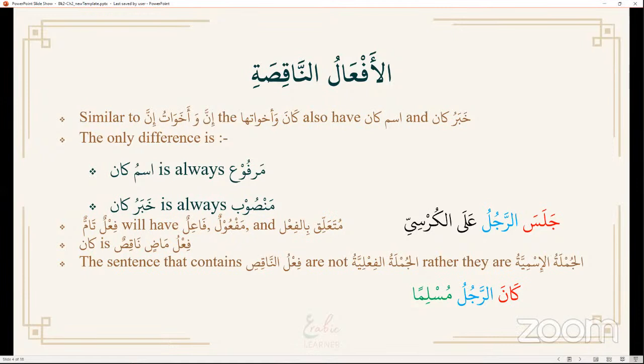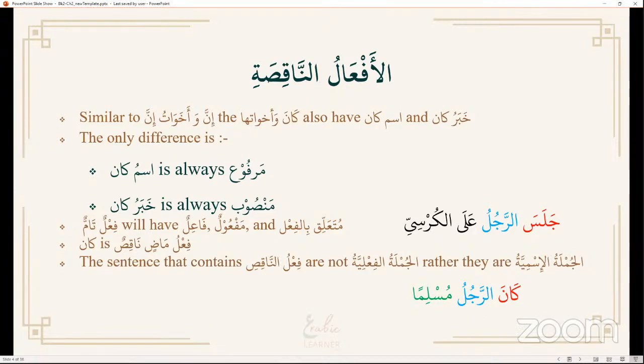In naqis sentences are always jumla ismiya. Okay, they are jumla ismiya. And the fi'lu naqis is part of mubtada. It is part of mubtada. So here, kana ar-rajulu becomes mubtada container. Ar-rajulu was the original mubtada. Now we will call kana ar-rajulu as the mubtada container. Is it clear, brothers and sisters?